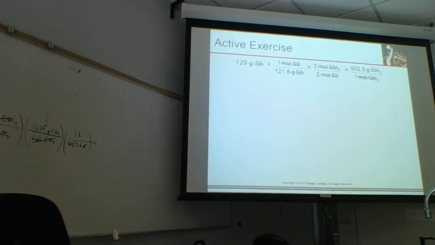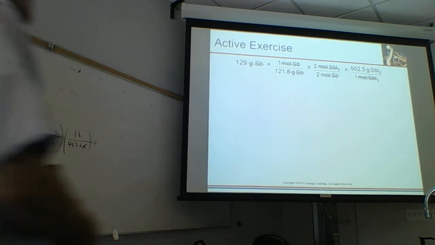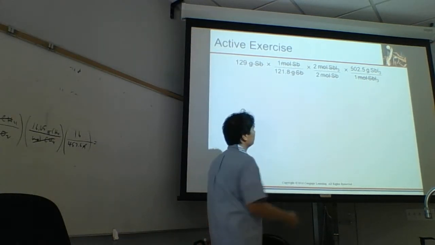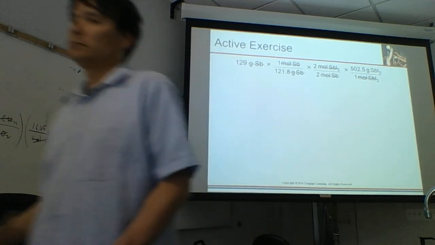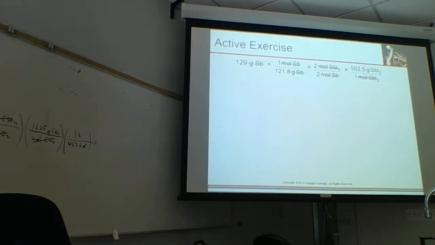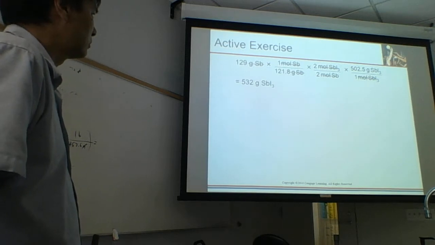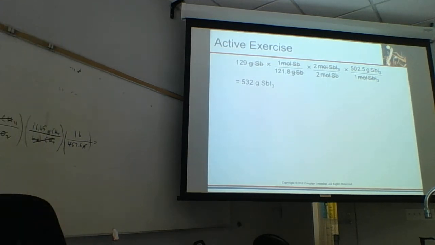Well, anyway, we just string it along. And so we'll do the gram to mole, mole to mole, mole to gram version here. We end up with 532 grams. Okay, with this particular ingredient, we can make 532 grams of product. What about the other ingredient? How much product can I make from the other ingredient?